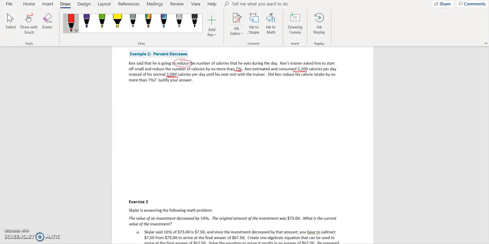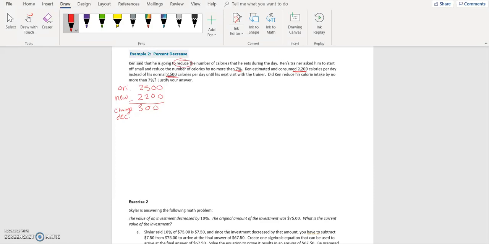Okay, so we're talking about percent change, and so therefore we need to figure out what is the change here. So originally he was having 2,500 calories. The new is that he's starting to have 2,200 calories. So our change is 300 when I subtract. So that's our change, or in this case, it's our decrease.